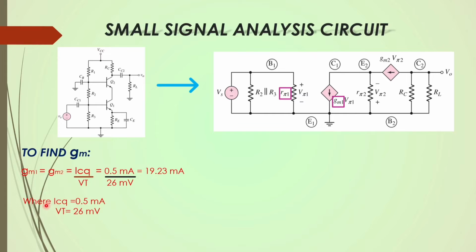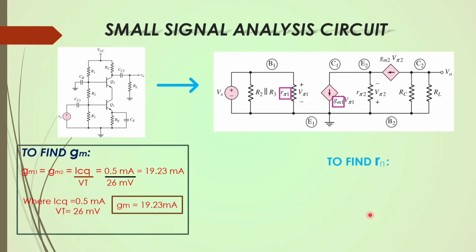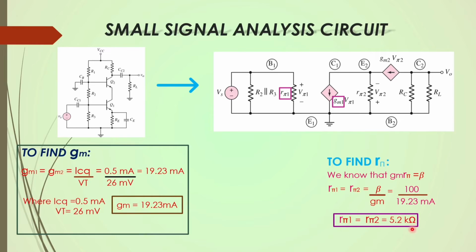In a similar way, we are going to determine R pi. Here we have a formula that Gm R pi is equal to beta. From that, R pi is equal to beta by Gm. Beta we know the value, it's 100, divided by Gm. Gm, just before, we found 19.23 milliampere per volt. Just dividing, we get the R pi value as 5.2 kilo ohm. From this, we have found the small signal parameters R pi and Gm values.